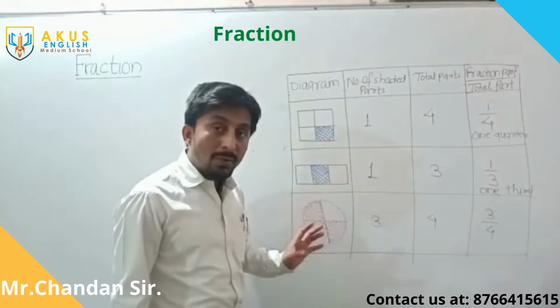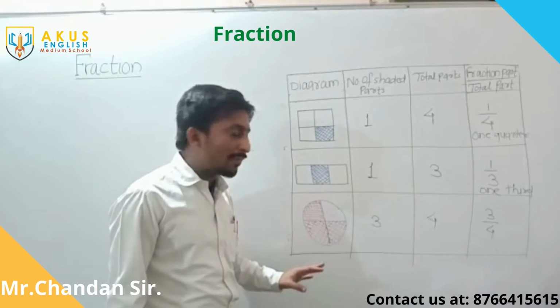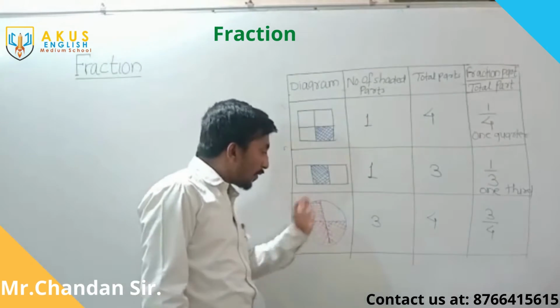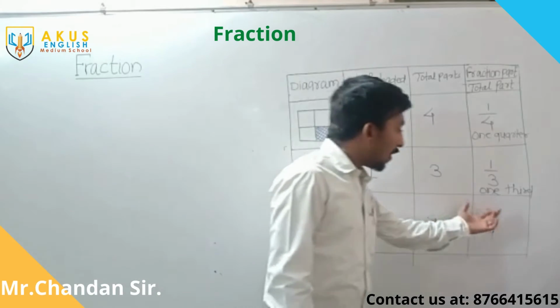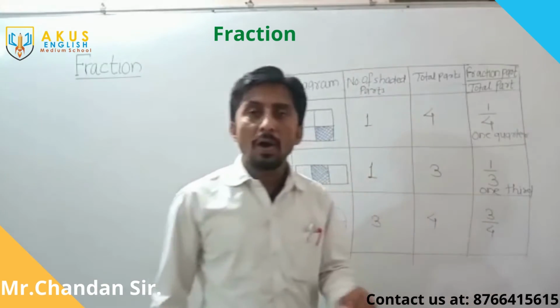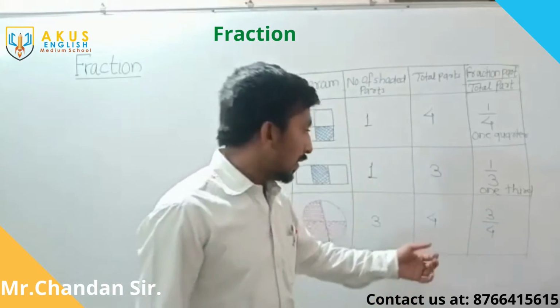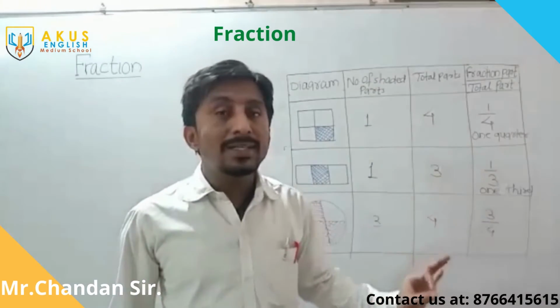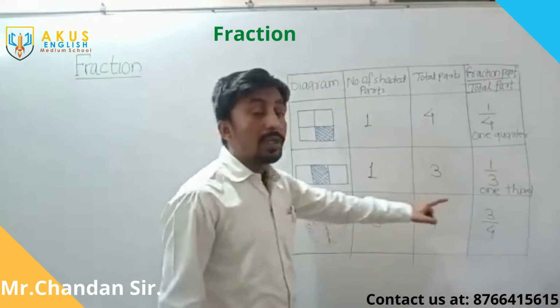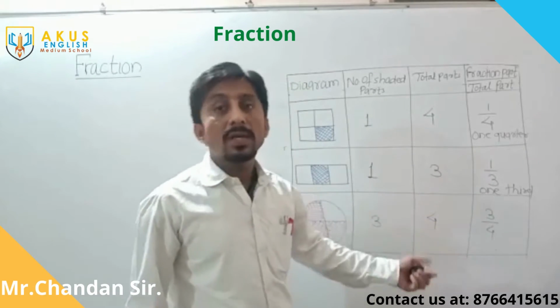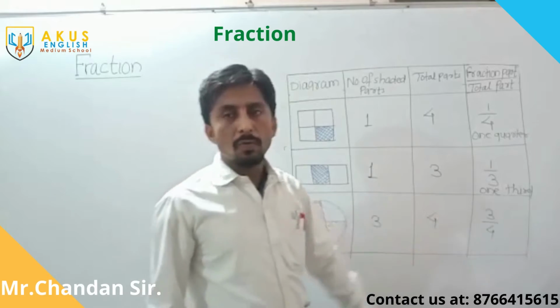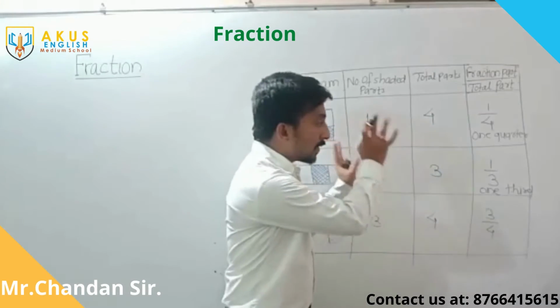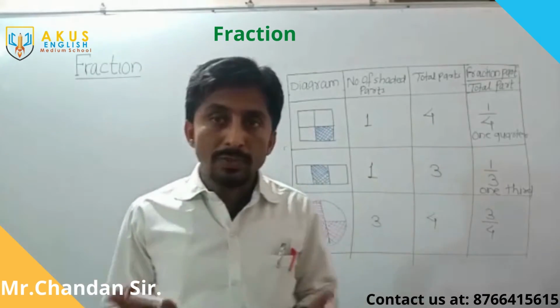So how will I write this in fraction form? 3 out of 4, 3 upon 4, or 3/4. Here 4 is in the denominator, so we also read it as 3/4. So this is the fraction. Okay, did you understand the fraction?